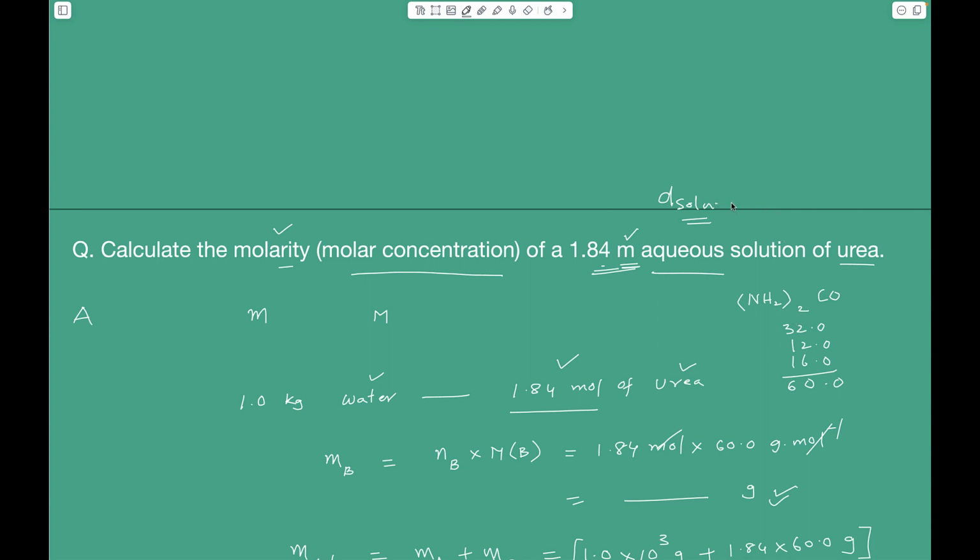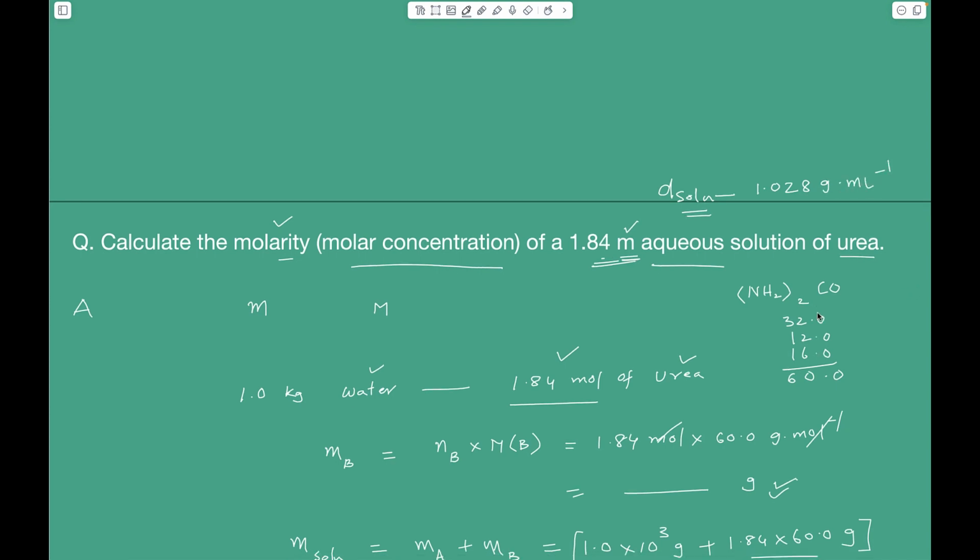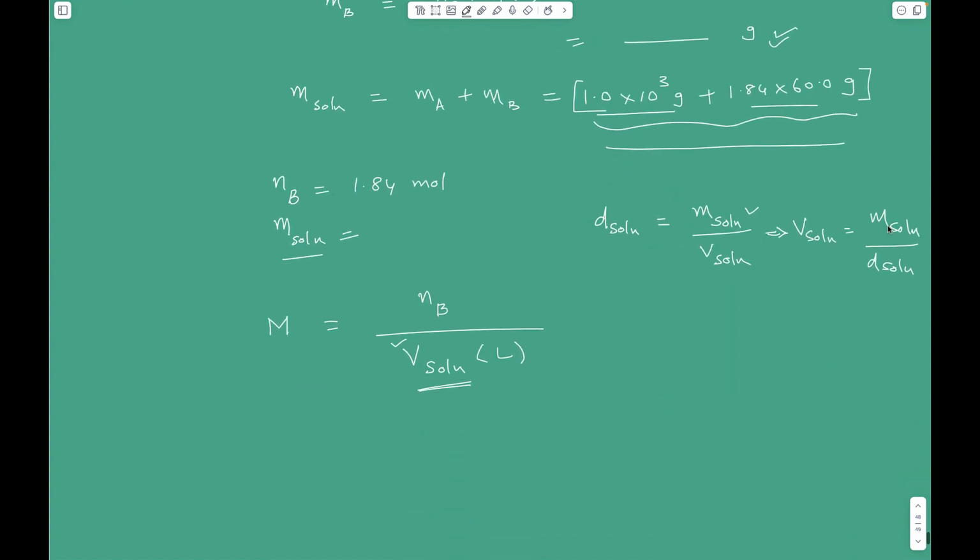We must be given the density of the solution as well. Say the density of this solution is 1.028 gram per milliliter. Then, because we know the mass of the solution and the density of the solution, we can calculate the volume of the solution. So what will be the volume of the solution?